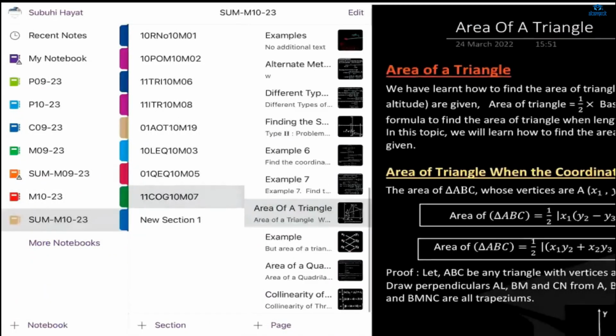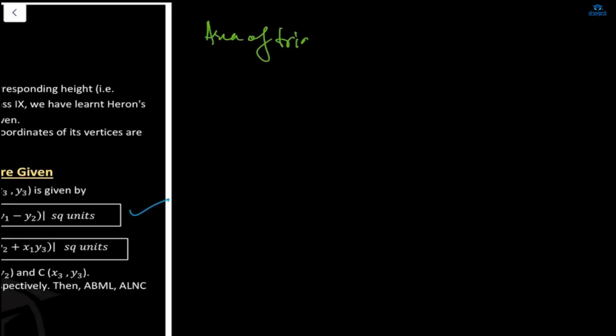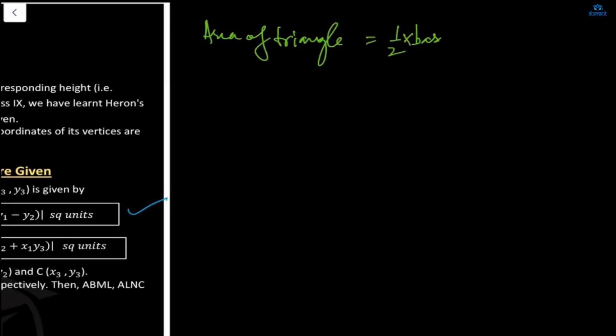Distance formula. Now we are going to cover the area of triangles. We have already calculated the area of a triangle. Generally, when you have studied, the area of a triangle is equal to half base into height, and in class 10 Heron's formula was also introduced for you.